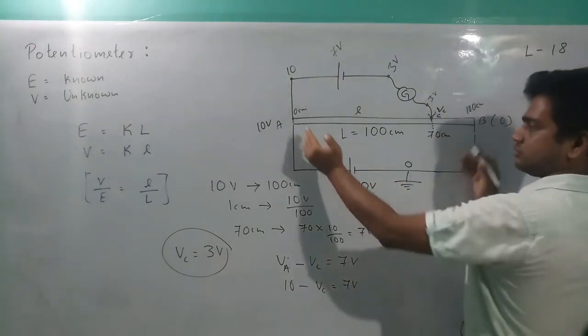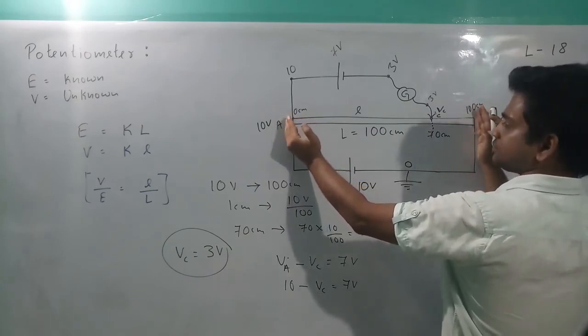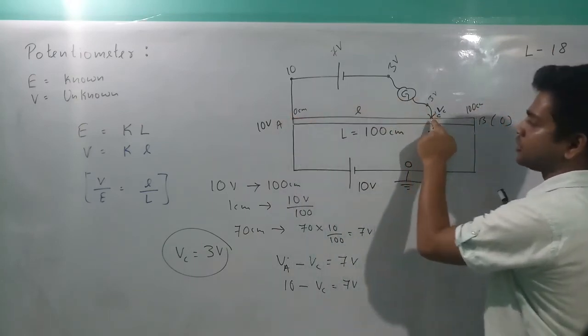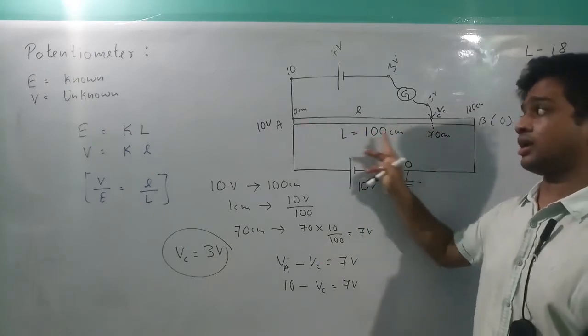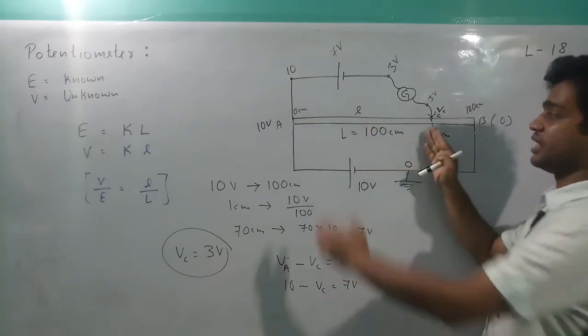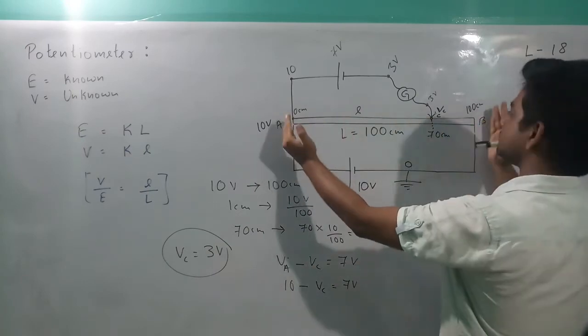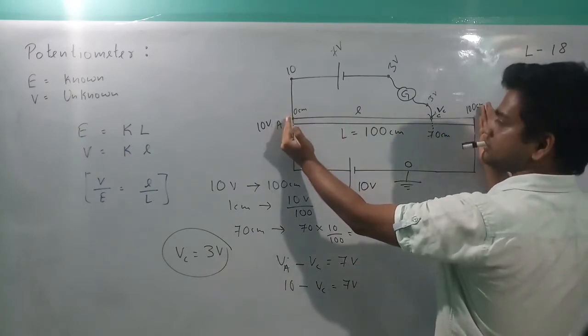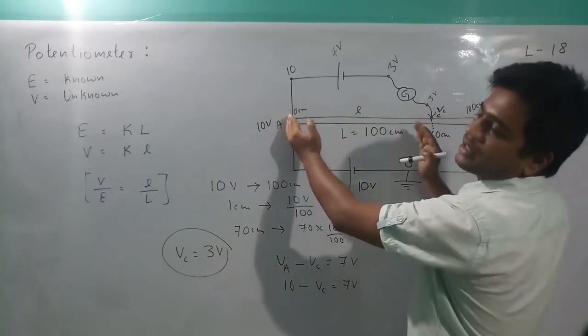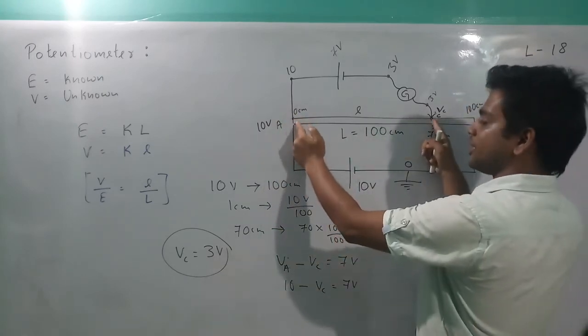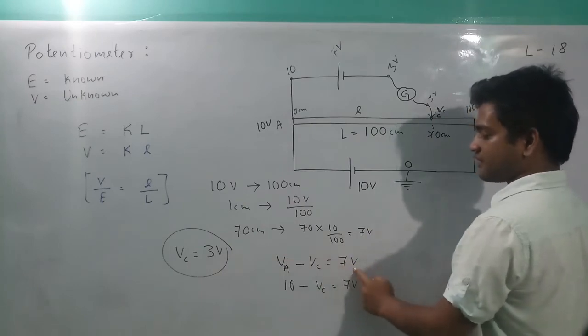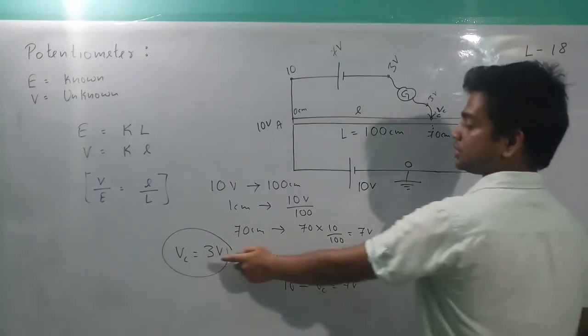10 volt is dropping across these 2 points. So I've connected a jockey here, and the jockey is showing null deflection. So first we'll find out this length using the experiment. This length is coming out to be 70 centimeters. Now we know if 100 centimeter gives 10 volt, then 70 centimeter will give 7 volt. So the potential difference across these 2 points is 7 volt. VA minus VC is 7 volt. So VC is coming out to be 3 volt.